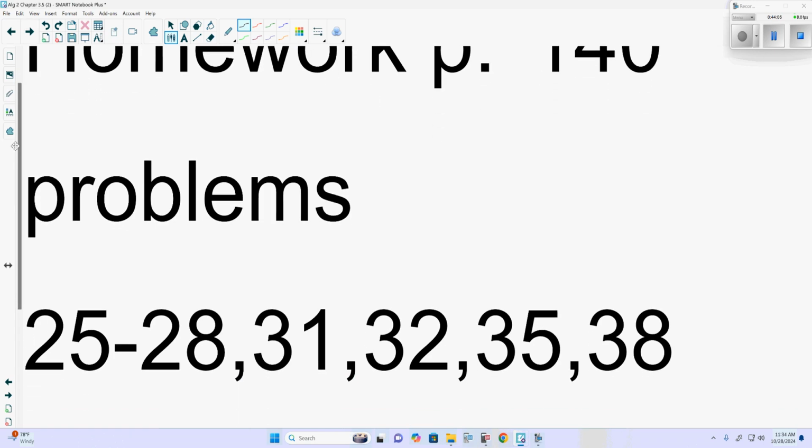Homework 25 through 28, 31, 32, 35, 38. 8 problems here. First 7, you're using completing the square to solve. Number 38, find the error. Number 38 is specifically finding the error and finding the value of C. I will give you a hint. Make sure, just check the formula. It's a formula error that they have occurring. But that is the end of 3.5. We just have 3.6 left before our test.